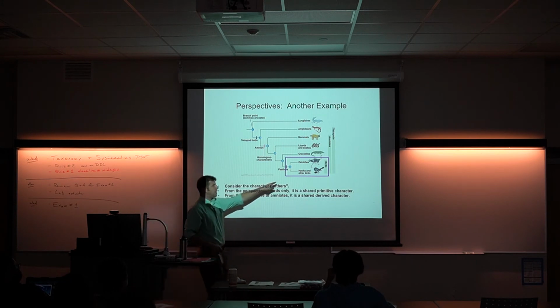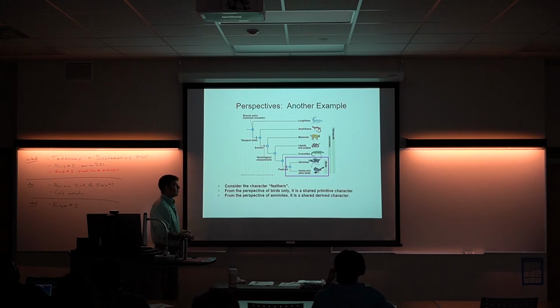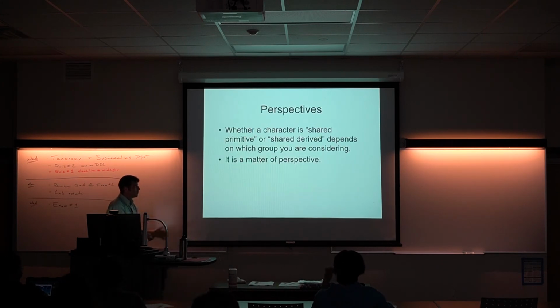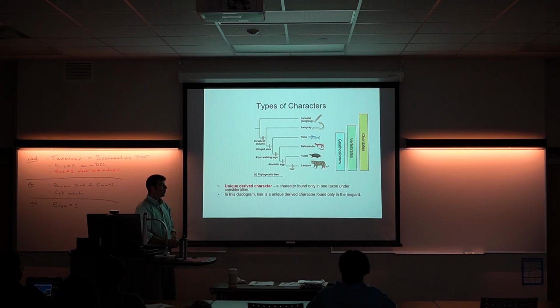Just zooming in from the perspective of birds, if we just isolate our perspective to birds, feathers then could be shared primitive because all members of the group have feathers. So again, it's kind of a matter of perspective. Let's practice. Actually, we got one more and then we have some practice. This is another one of these cladograms that is showing us a good example of unique derived, at least one unique derived character. That would be the hair that's found on mammals. So only one taxa in consideration has this particular characteristic.